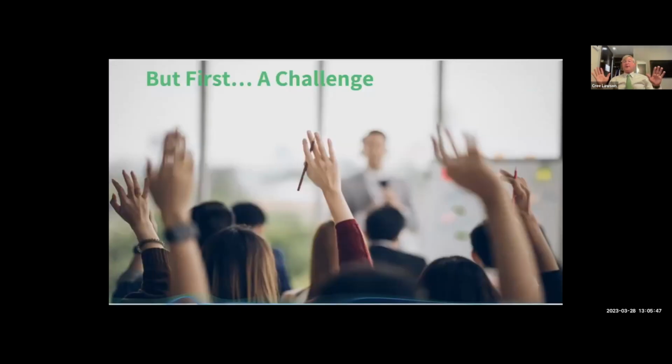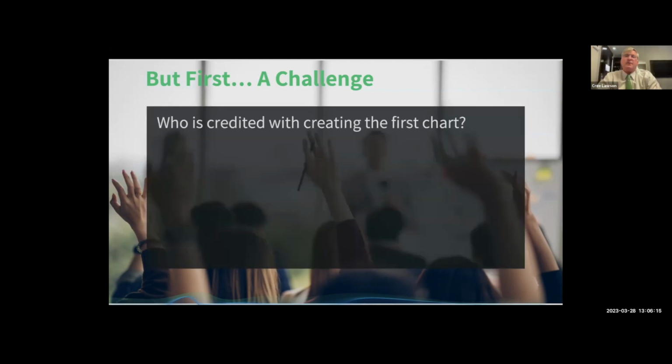But first, a challenge. So open up the chat section or the Q&A section, and the first who enters the answer to this question wins. This is just a little challenge, something I've wondered for a long time. Lots of things have inventors. The light bulb has an inventor, the typewriter has an inventor, all these things have an inventor, but who is credited with inventing the first chart?